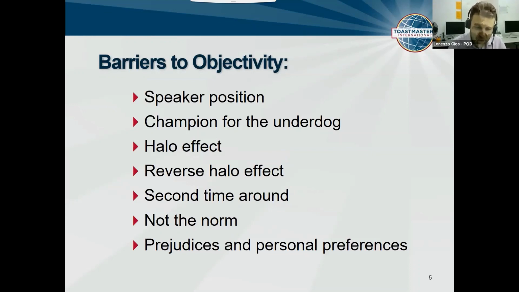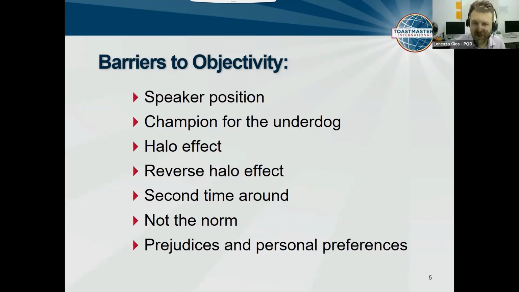And why? There are a few reasons it is important that you underline to judges. For example, sometimes they take into consideration speaker position. So if a good speaker comes after a not good speaker, there is a kind of bias. There is another effect called champion for the underdog. Sometimes we like a person who is maybe not the favorite one, and we just give some extra points.